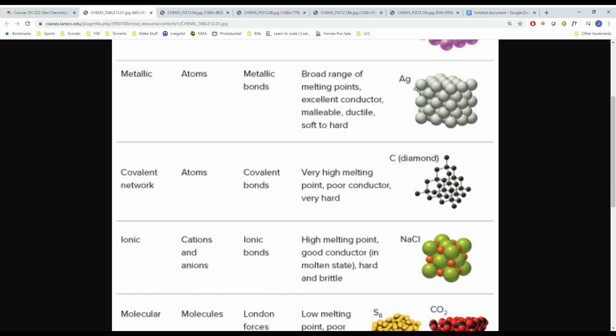Alright, and so next we'll talk about how we diagram the stacking structure, and that's called the unit cell. So that'll be the next video here.